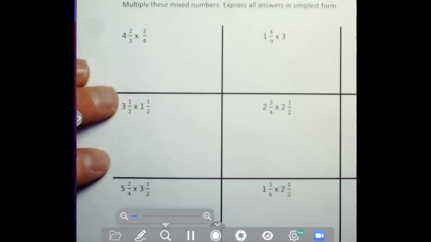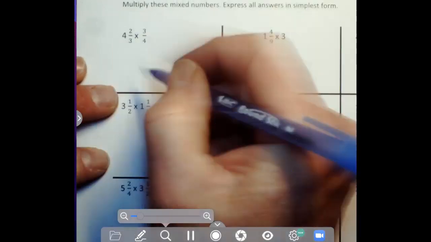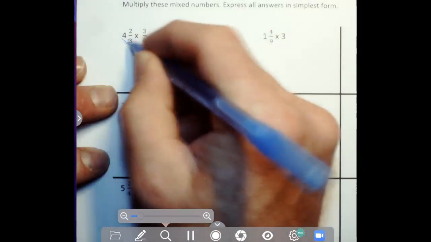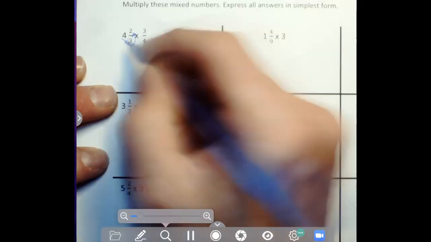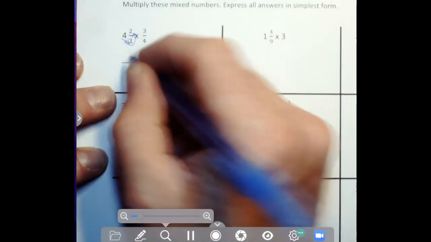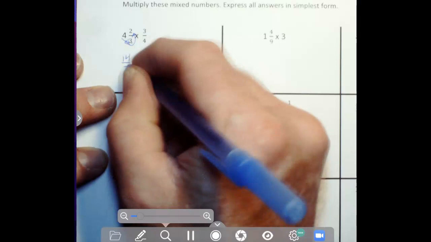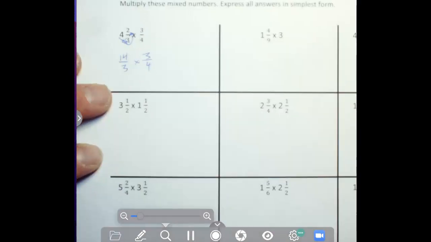So let's do 3. 4 2/3 times 3/4. So let's make this mixed number into an improper fraction and rewrite this problem. This one's going to be okay because it's just a fraction. So 4 times 3 is 12 plus 2. We have 14/3. Now you can multiply those straight across.